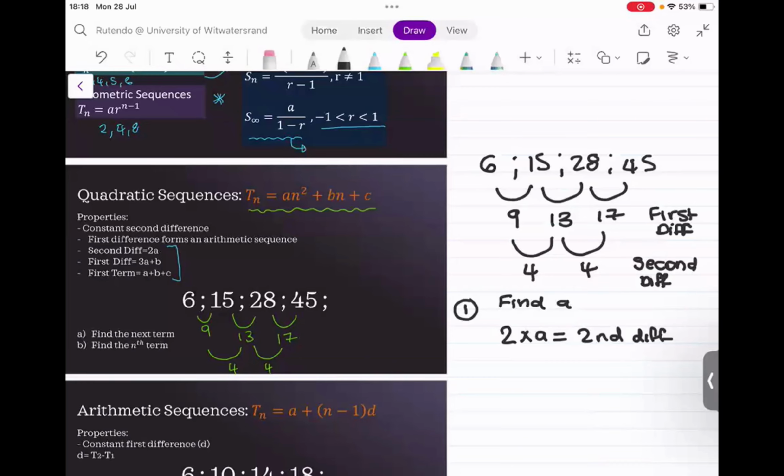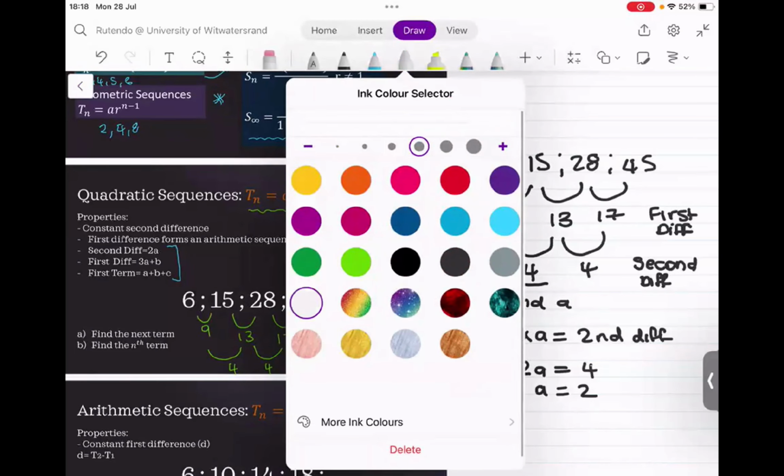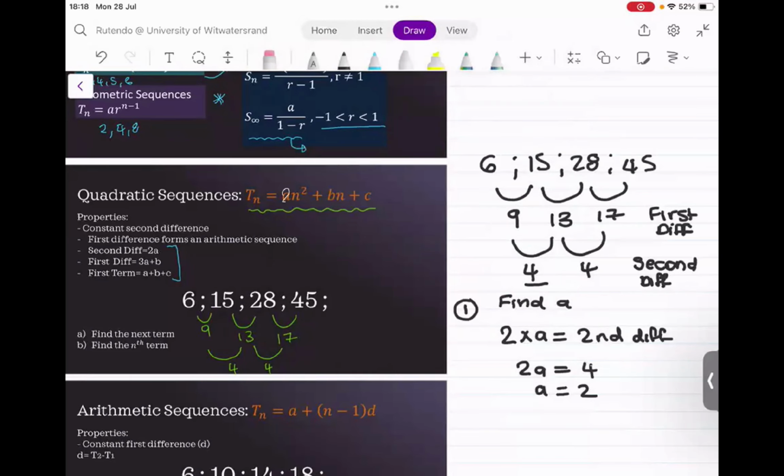Right. And so to find my A, I have to say 2 times A will be equal to whatever my second difference value is, right? So here I'll have 2A is equal to, my second difference here is 4, so it's going to be equal to 4. So that means my A is, some of you have already put in the chat, well done, 2, right? So now I've got this as 2 as that value here in my general formula, right? So now we found A.